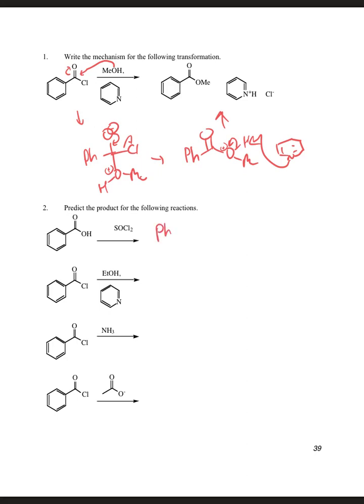So predict the products. Thionyl chloride makes the acid chloride. Ethanol is going to take the acid chloride and make the ethyl ester. Ammonia is going to take the acid chloride and make the amide. And then we're going to make the mixed anhydride with acetic and benzoic acids. So it's going to be the benzoic acetic anhydride.